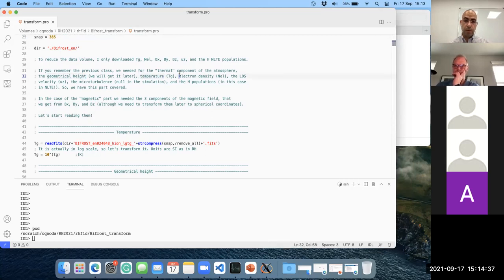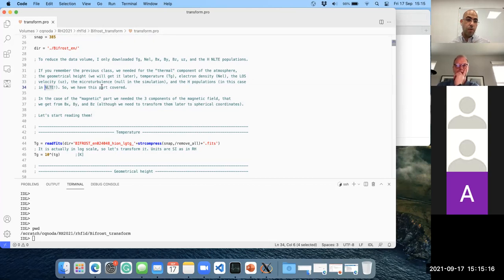Temperature, electron density, so everything is provided. Line of sight velocity, also provided by the Bifrost run. Then you also need microturbulence, but in this case it is 0 during the run. So we will check later in the next class, sorry, if we add a microturbulence or not, but in principle it's 0 when they run the simulation. And also you need hydrogen populations, that in this case are in non-LTE. And you will see in the future that this is not the most common thing, but I believe it's really useful and very nice to have it.